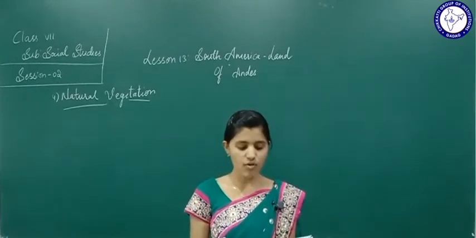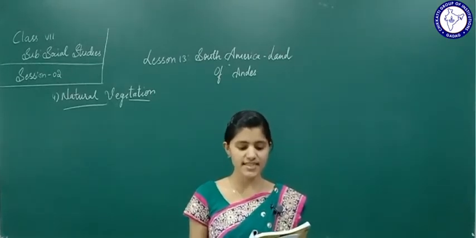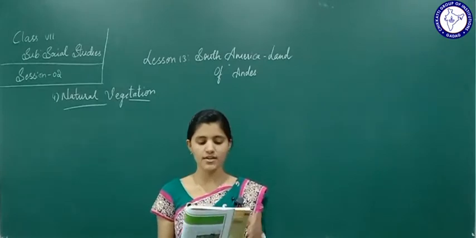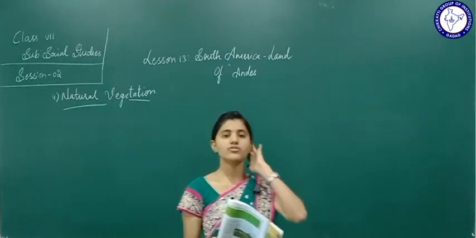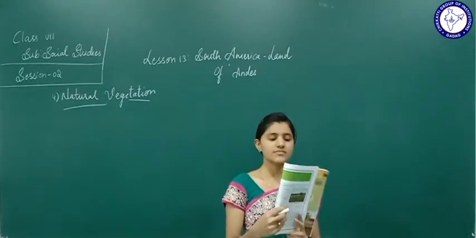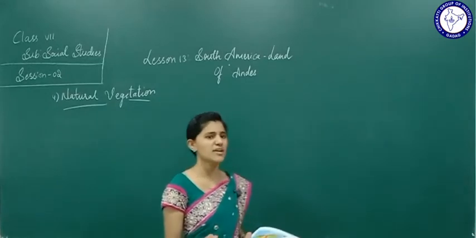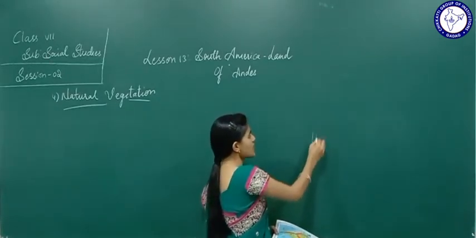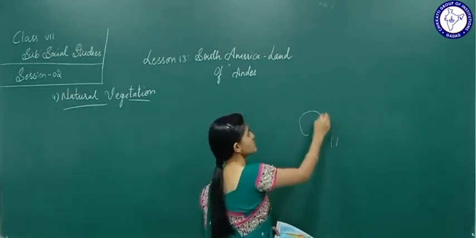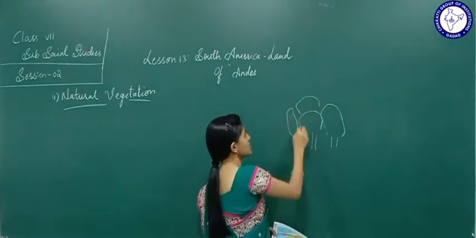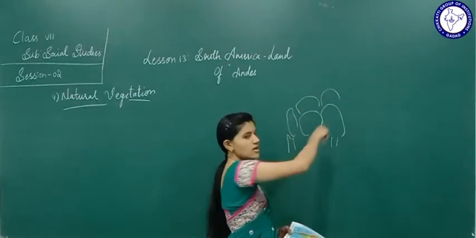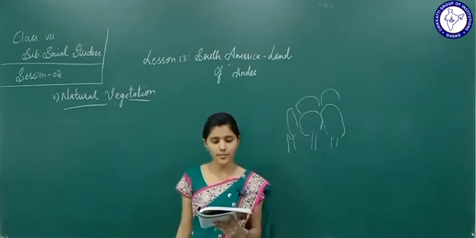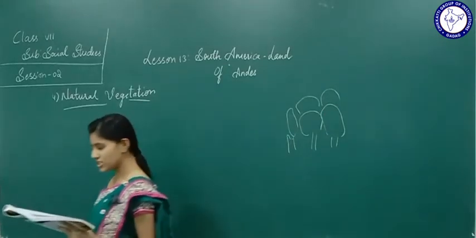Evergreen trees of hardwood with a dense canopy of trees are found here. What are we going to find? Evergreen hardwood trees with a dense canopy, in the sense that the forest has trees everywhere covering the top like this. Okay, a very thick forest. A canopy of trees is found here.